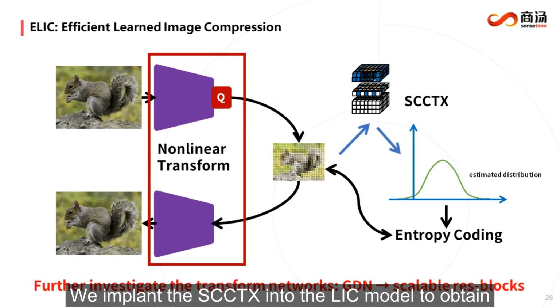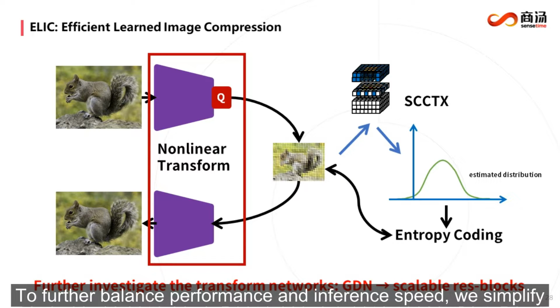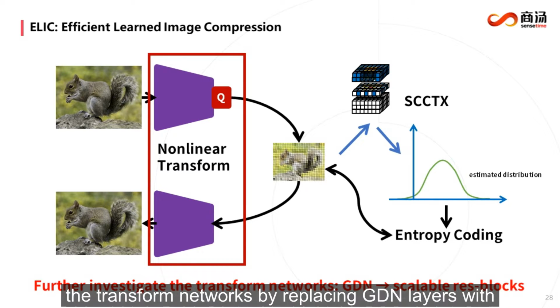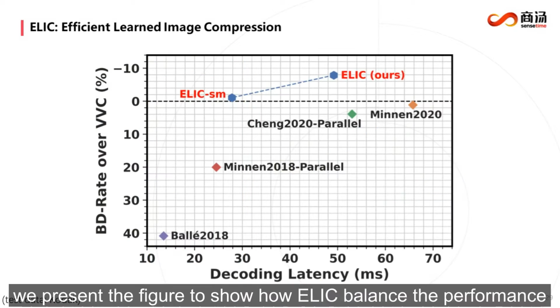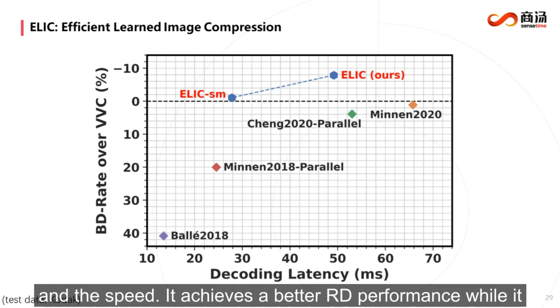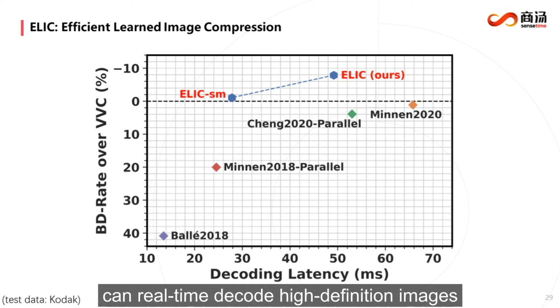We implement the uneven channel context into the LIC model to obtain the ELIC model. To further balance performance and inference speed, we simplify the transform networks by replacing GDN layers with more generally used residual blocks. This makes ELIC scalable. Finally, we present the figure to show how ELIC balances the performance and the speed. It achieves a better performance, where it can real-time decode high-definition images.